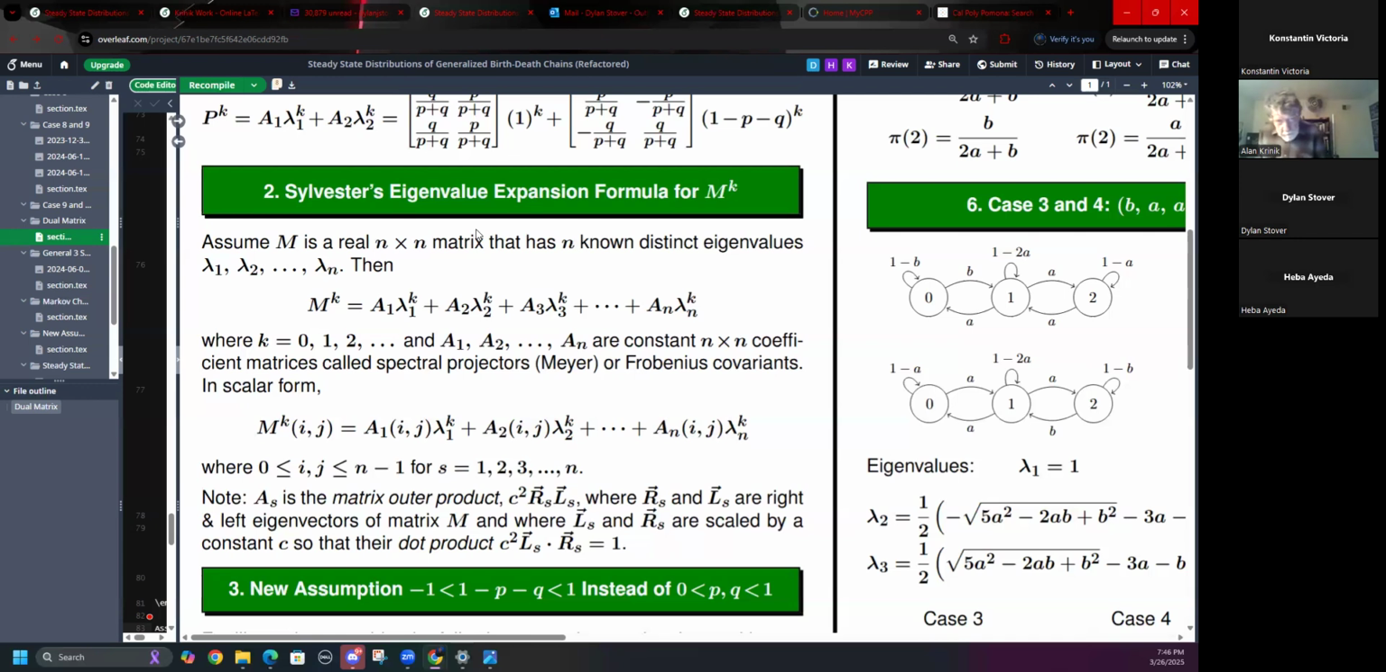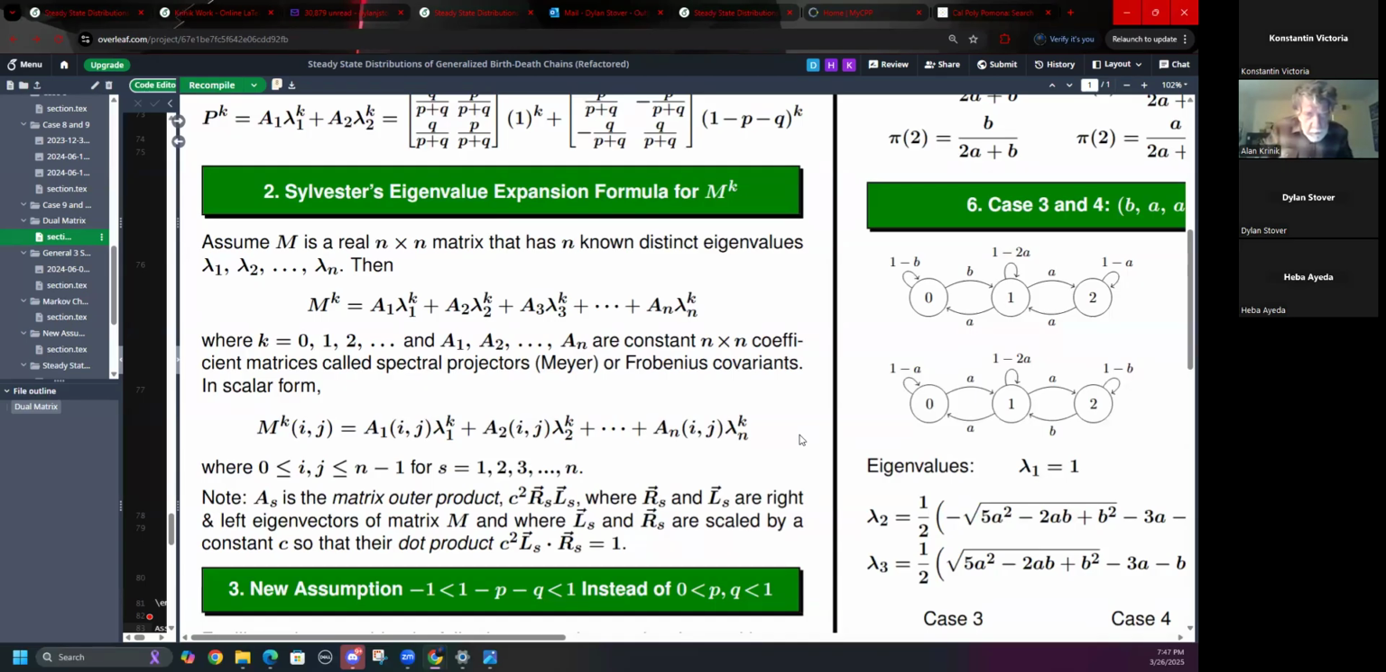Now the spectral projectors in the note are made by taking the outer product of the right and left eigenvectors of a certain eigenvalue, and we do that for each and every eigenvalue, with a scalar c squared such that the dot product of the pair of vectors is equal to 1. Did I miss anything, Dr. Koenig? Yeah, maybe one slight thing.